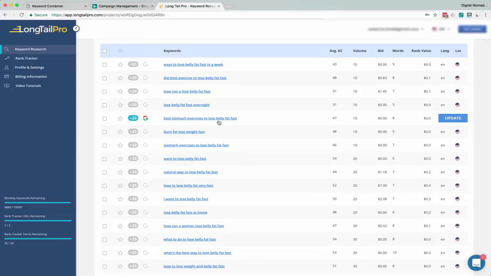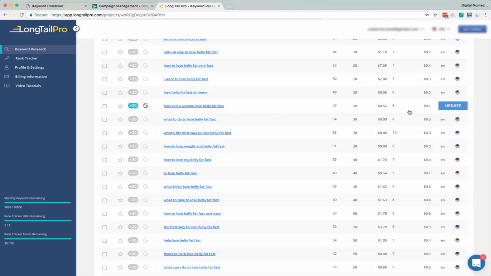Best stomach exercises to lose belly fat fast. What a long, long phrase. But on average, 10 people a month search for that. That's pretty amazing. If I was doing a lose belly fat fast campaign, I would definitely steal this and put it into an exact match and a phrase match, because the people who search for this, and you have a landing page that has stomach exercises to lose belly fat fast, wow, you can't get much more qualified than that.